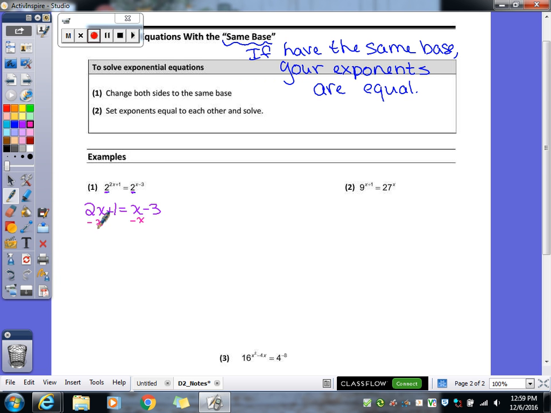So I would subtract my x. So I get x plus 1 equals negative 3. And then subtract our 1. So we get x equals negative 4. Now you should kind of always do a check in your head. This one didn't say specifically to check. But when you check, again, you're just going to plug your negative 4 in for your x's.